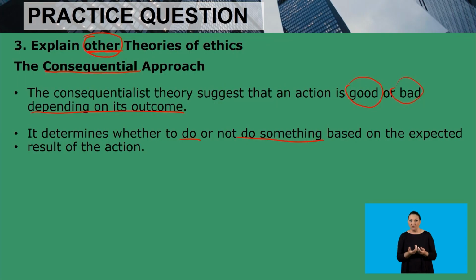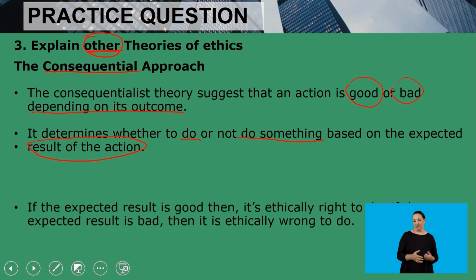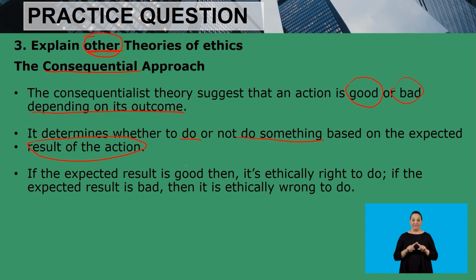It determines whether to do or not to do something based on the expected result of the action. Now, as I have said, if something is bad, then we are not allowed to do it. If the expected result is good, then it is ethically right to do. But if the expected result is bad, then it is ethically wrong to do. Now think of other things that you know that are not good, but you have done them anyways. Then it means you were not following the consequentialist theory.